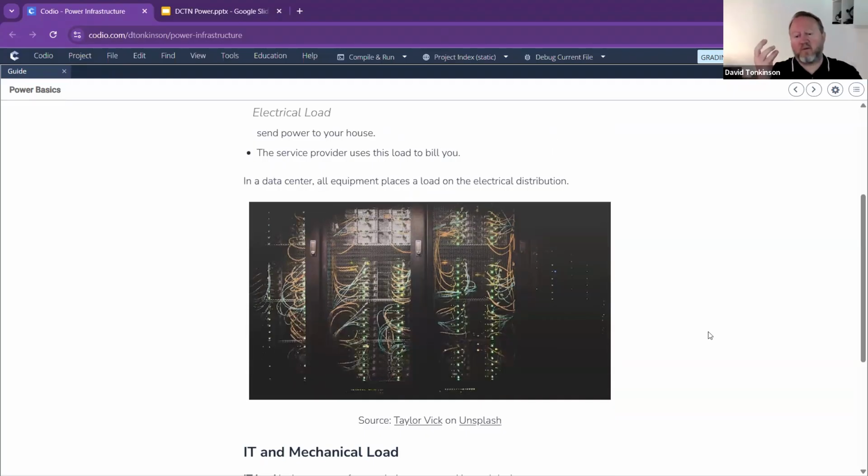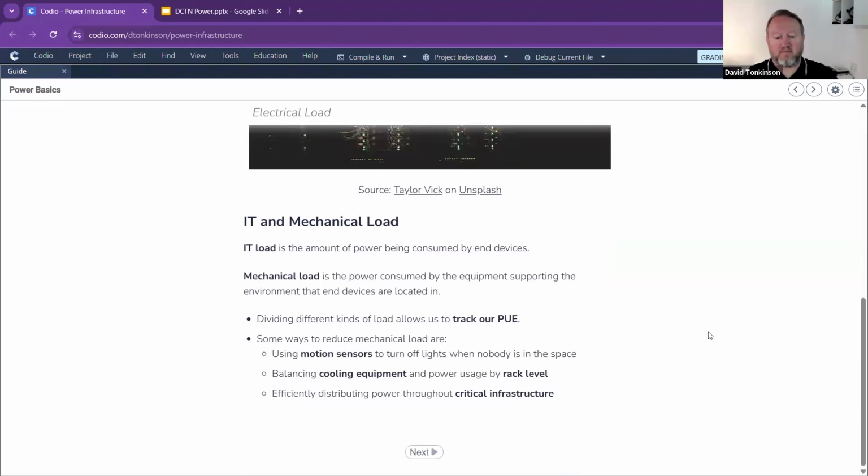So in a data center, all your equipment tends to have a power rating, an electrical load that we need to know about. So we need to talk about an IT and a mechanical load. The IT load is the amount of power being consumed by the devices that you're running. When we split this, we also have a mechanical load, which is the power being consumed by everything else that supports it. So you have your core stuff, which is your IT, your computers, your switches, etc. And then you have your mechanical load, which could be your air conditioning system, your lights, any extractor fans or anything like that, that is designed to support that environment.